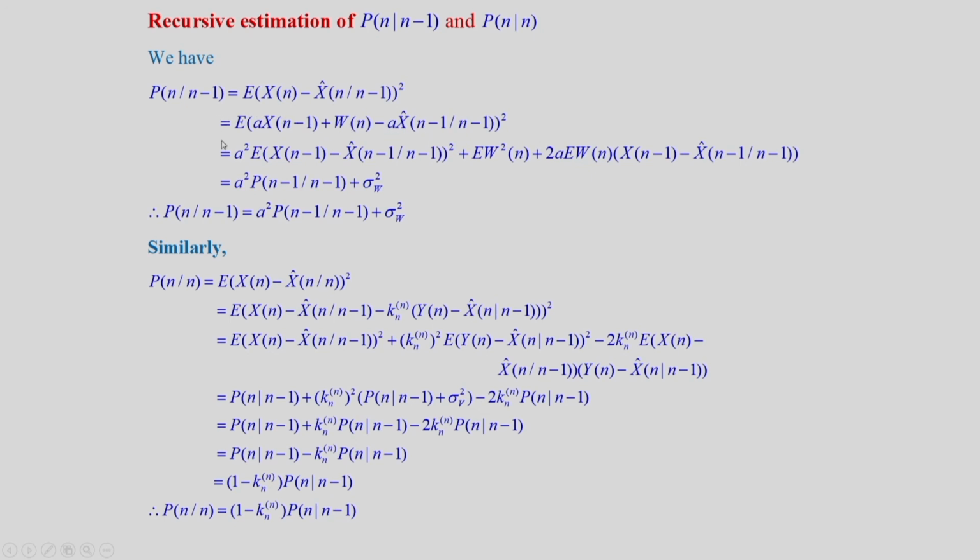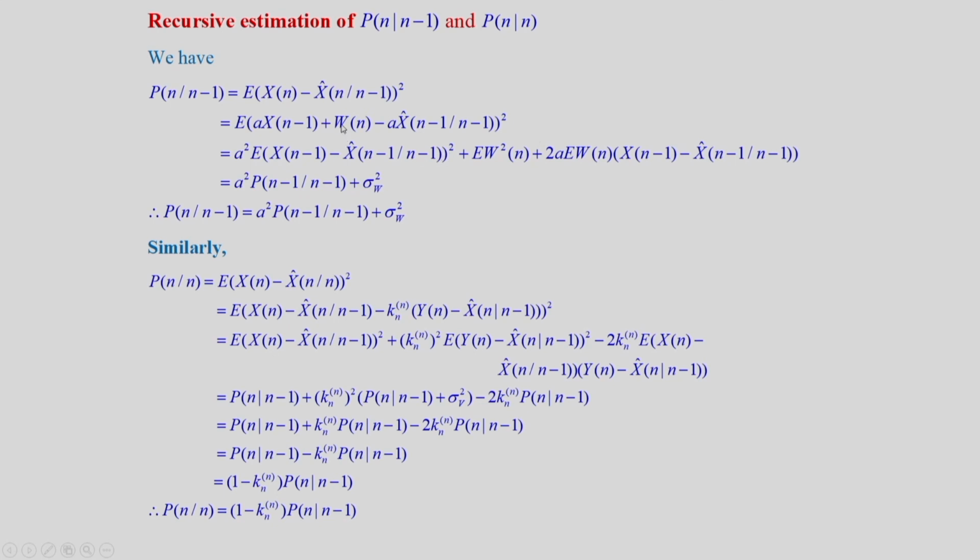Therefore, we can write P of n given n minus 1 is equal to E of a x n minus 1 plus w n minus a x hat n minus 1 given n minus 1 whole square. Now, this a we can take common, and there will be x n minus 1 minus x hat n minus 1 given n minus 1. So, that way we can write a square times E of x of n minus 1 minus x hat n minus 1 given n minus 1 whole square, that is the first term.